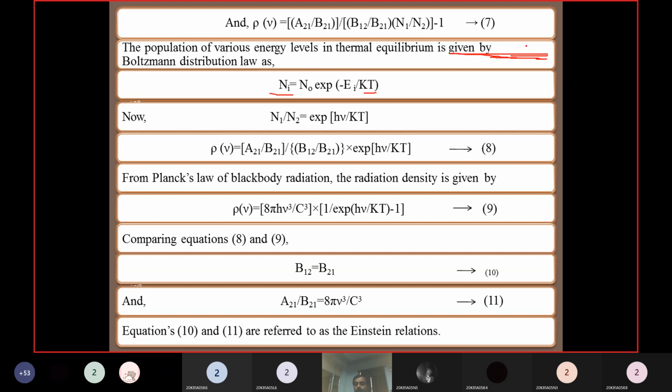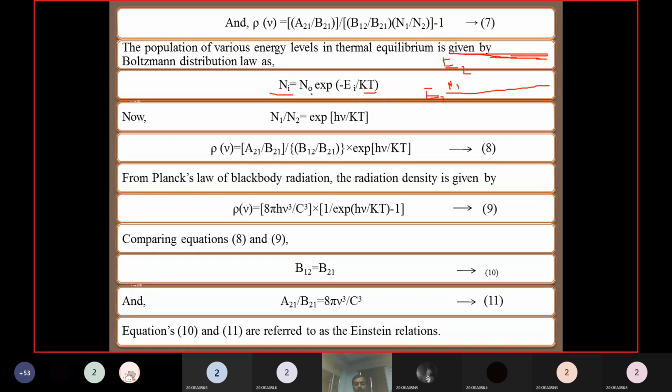If we take the second energy level, N2 is equal to N naught into exponential of minus E2 by kT. At the E2 level, the number of electrons is N2. Similarly, the ground state is the E1 state, and here the number of electrons is N1.